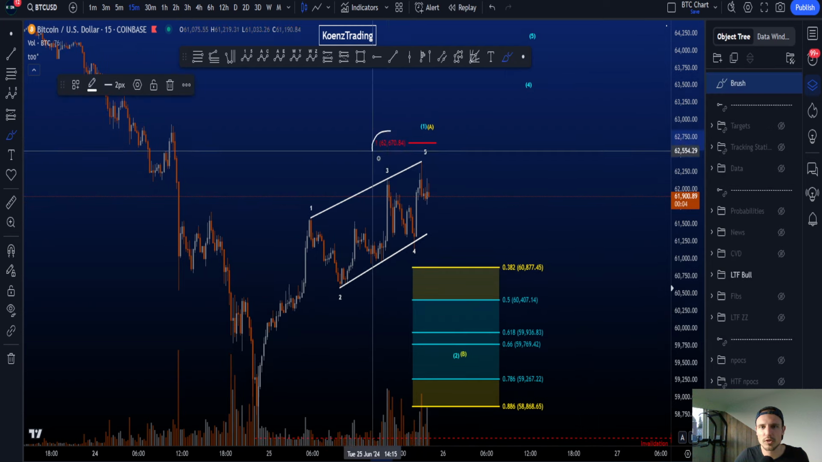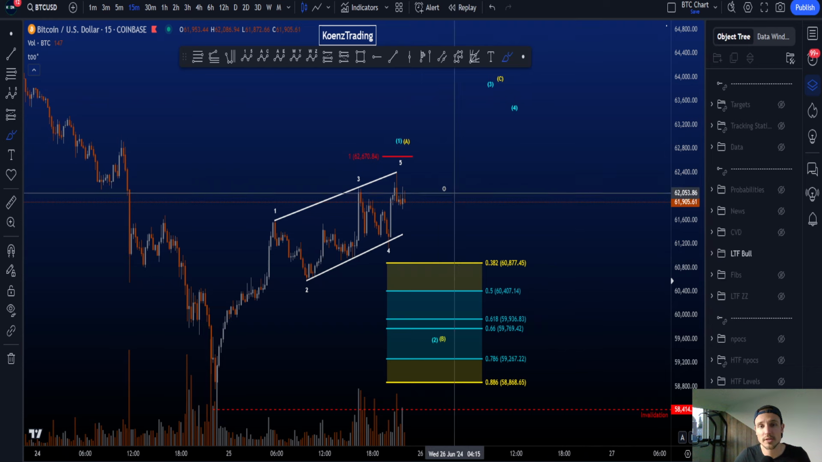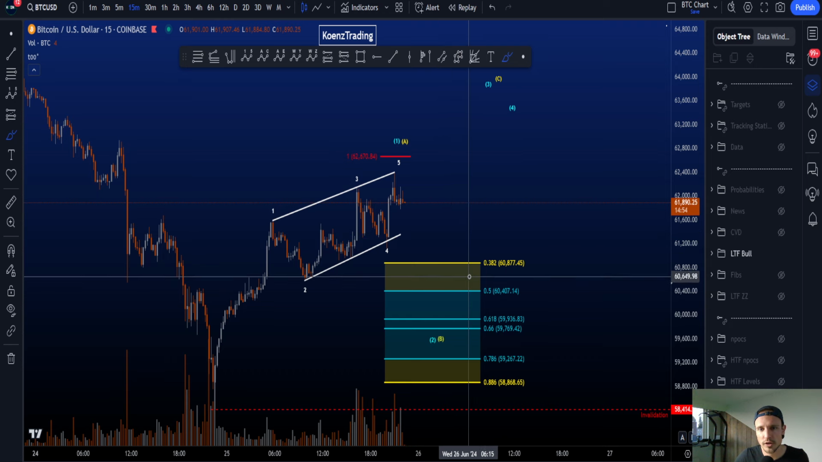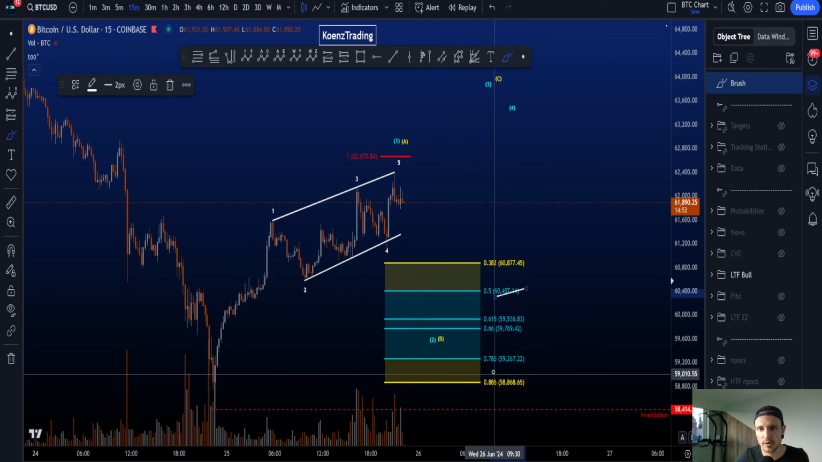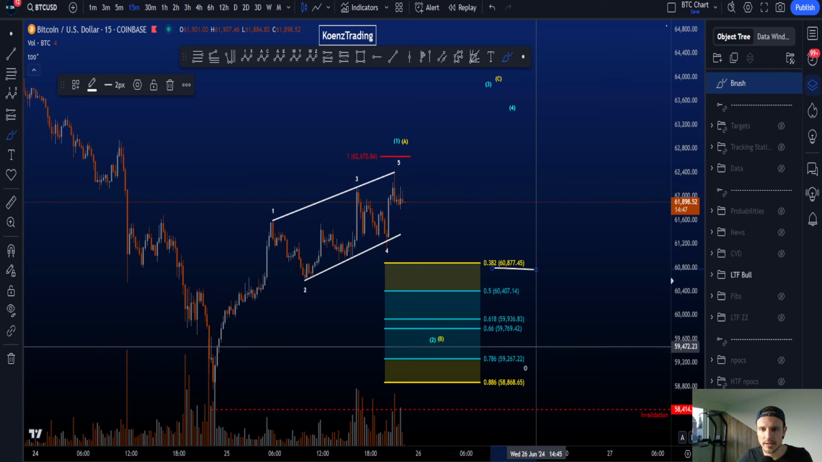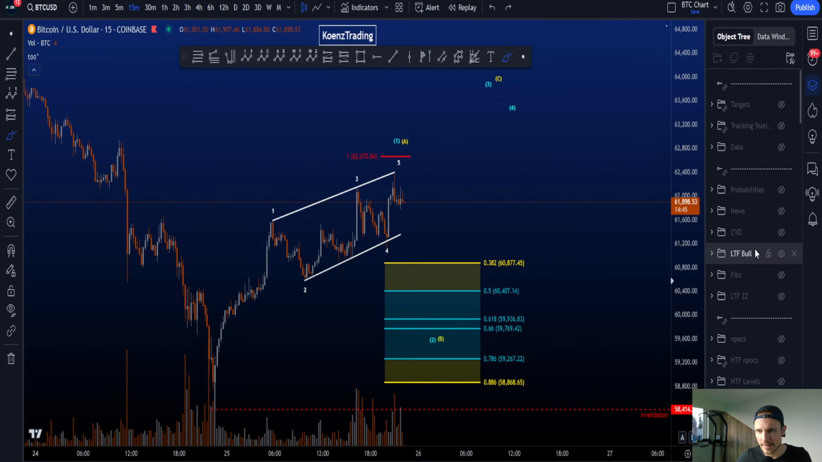And even if you would take out this high, then a potential bigger diagonal is definitely on the cards. But at the moment, as long as we do not take 62.7k, we are looking for this on the chart right here. Now the common target for 2, 60.4k, 59.2k, and for wave B, 60.9k to 58.8k.